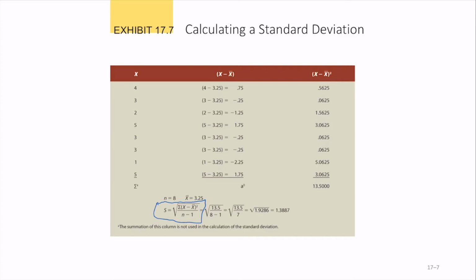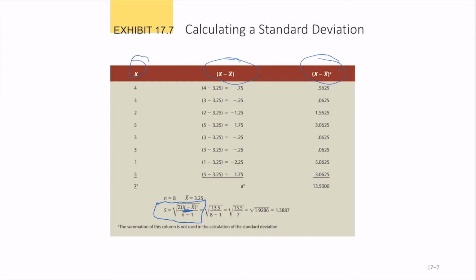Now, if you notice here, this is x. So you've got that product. You have x minus x bar, which is right here. And then you have x minus x bar squared. Now, what does all this mean?